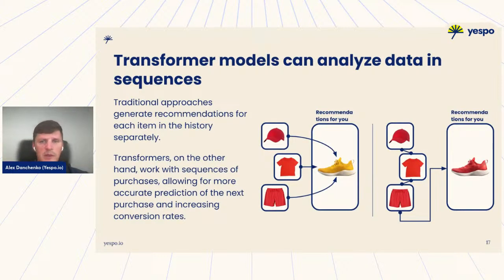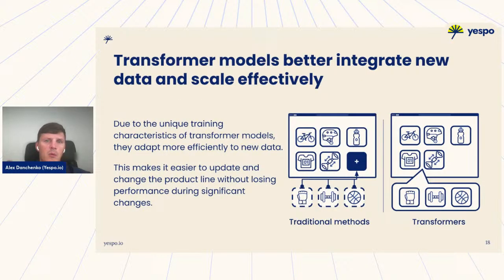So a transformer model can analyze data in sequences. So not just pairs, but the whole sequence. In this way, it will allow a more accurate prediction of the next purchase. And of course, in this case, it improves the conversion rate. The transformer models better integrate new data and scale effectively.